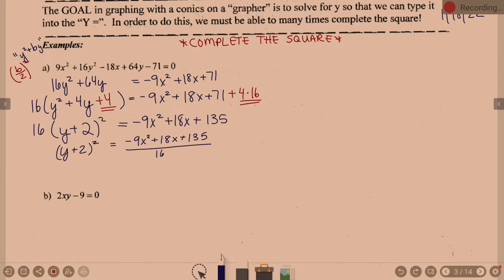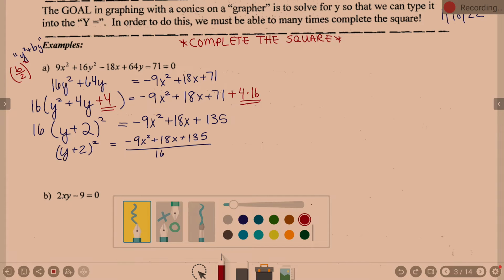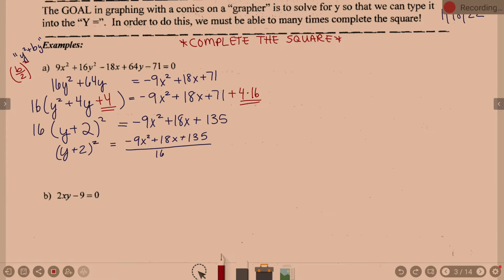Again, if it all divided by 16, I would love to not have that ugly fraction. But it doesn't matter because we're just typing it into the calculator. Right, and that's the thing. Yeah, we are just going to type it into the calculator.